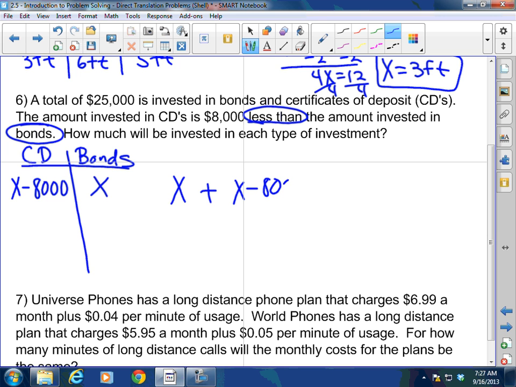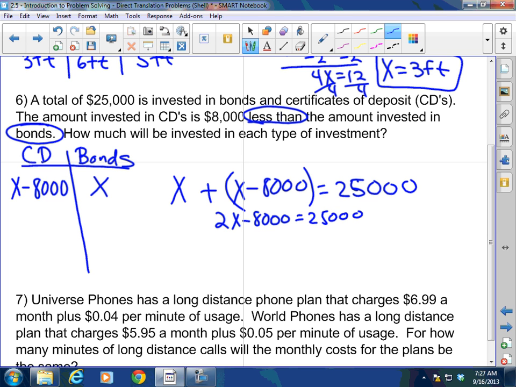And I know that the number I put in bonds plus the number I put in CDs has to equal 25,000. So X plus X is 2X minus 8,000 equals 25,000. Add 8,000 to both sides. So I've got 2X equals 33,000.